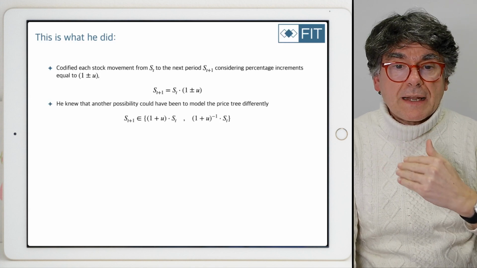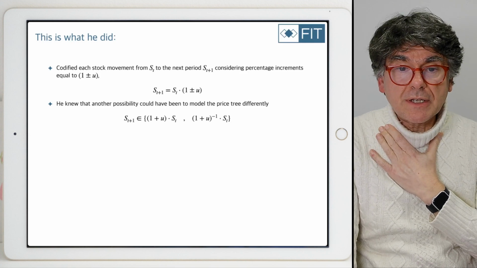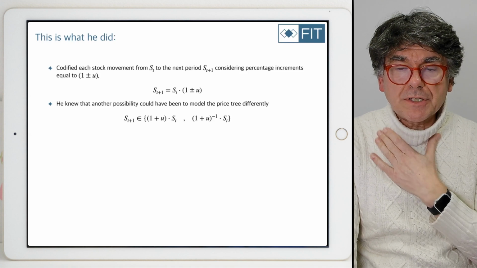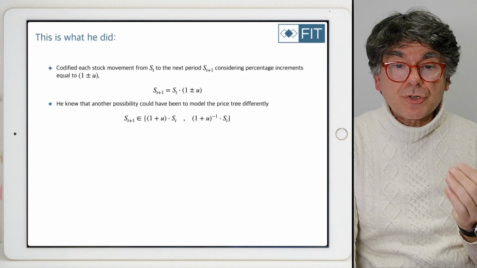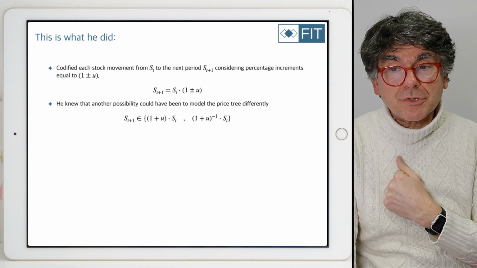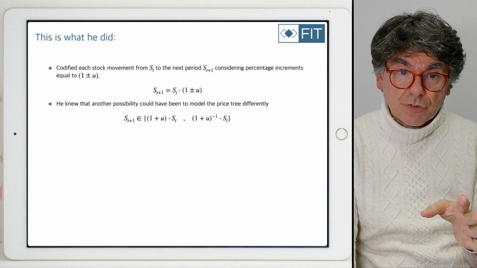He knew that another possibility would have been to model the price tree slightly differently. Instead of multiplying by 1 plus or minus u, you can say I multiply by 1 plus u, or I divide by 1 plus u. It's not exactly the same. It's similar, but it's not exactly the same. You could have done it like that too.